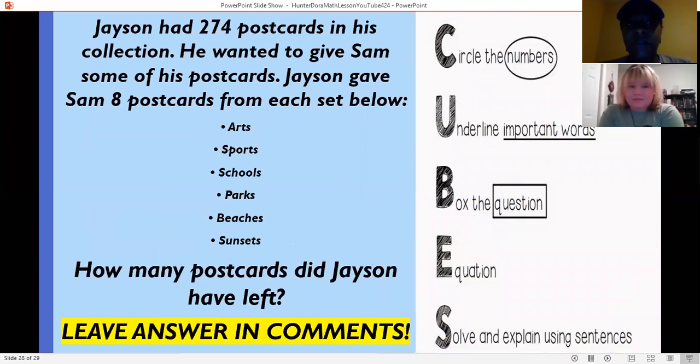All right, here is our final problem for the day. We want you to review this problem and put your answer in the comment section. Jason had 274 postcards in his collection. He wanted to give Sam some of his postcards, so Jason gave Sam 8 postcards from each set below: art, sports, schools, parks, beaches, and sunsets. How many postcards did Jason have left?